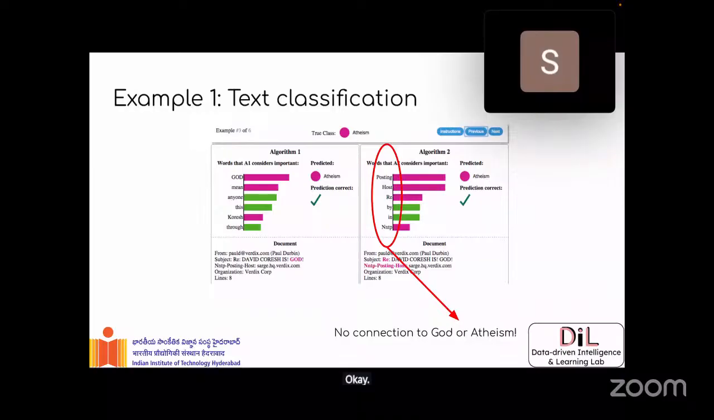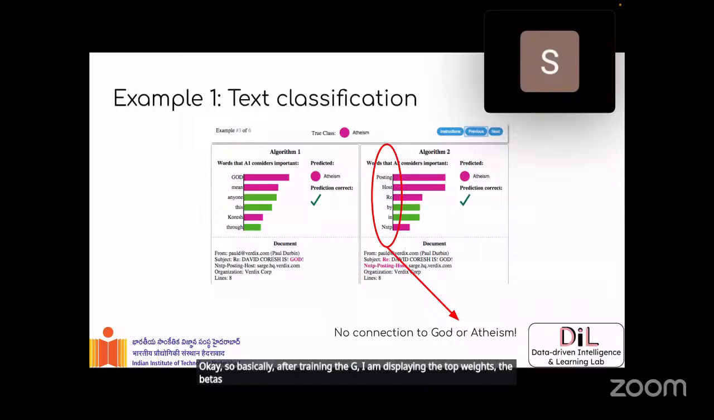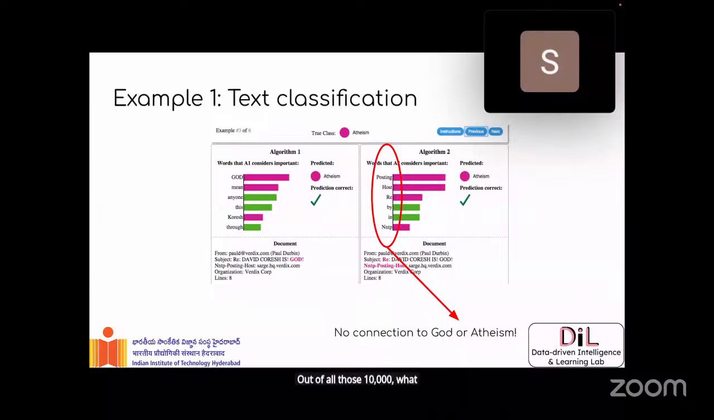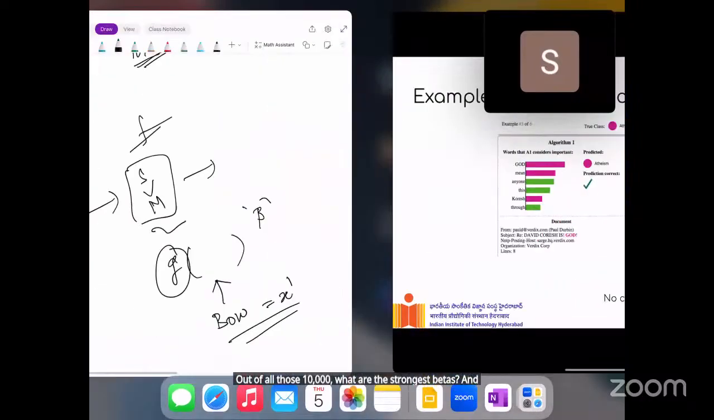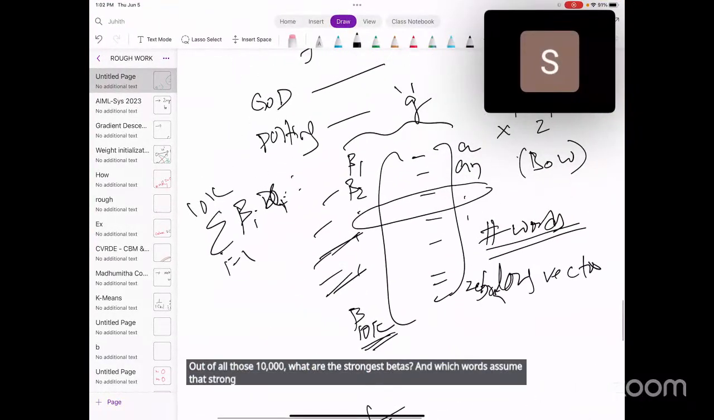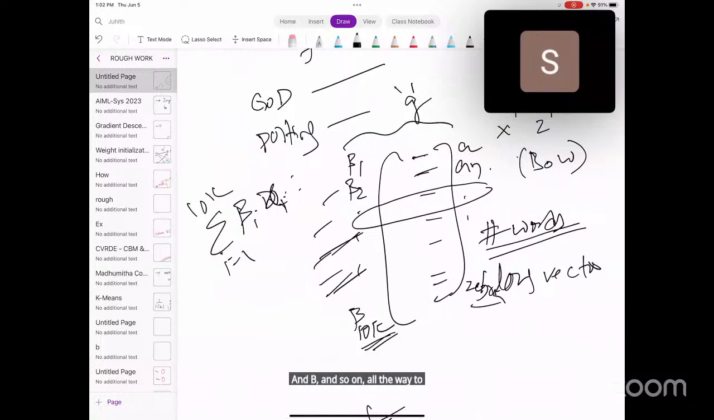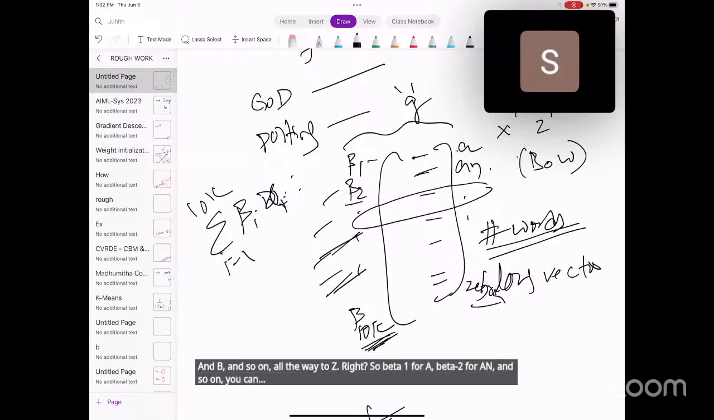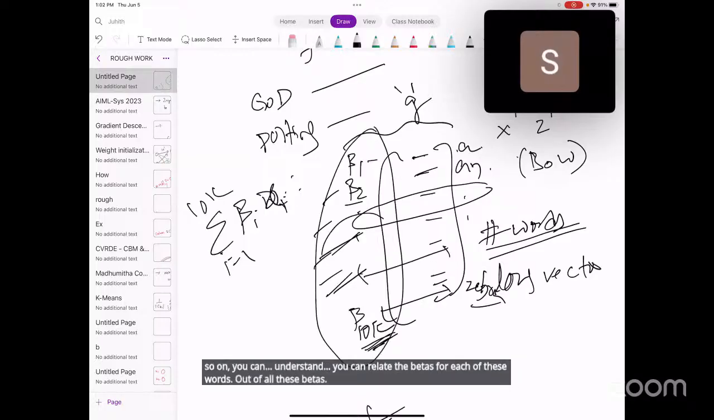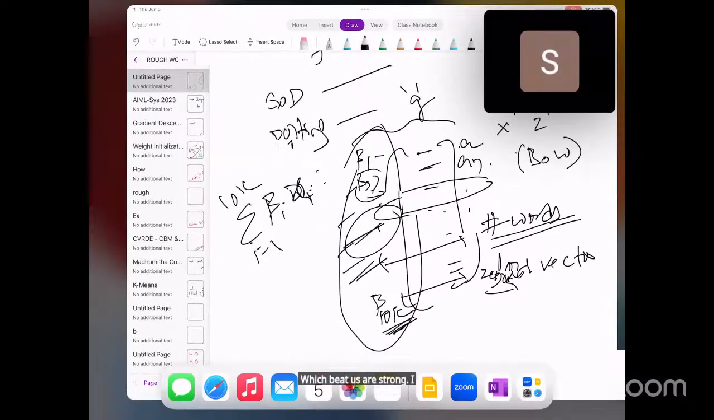Okay, so basically after training G, I am displaying the top weights, the betas. Out of all the 10,000 betas, I am assuming 10,000 is the number of words in the dictionary, what are the strongest betas, and which words assumed those strong betas? These are words, right? A, B, and so on, all the way to Z. So beta 1 for A, beta 2 for B, and so on. You can relate the betas to each of these words. Out of all these betas, which are strong? I am displaying that in this slide.